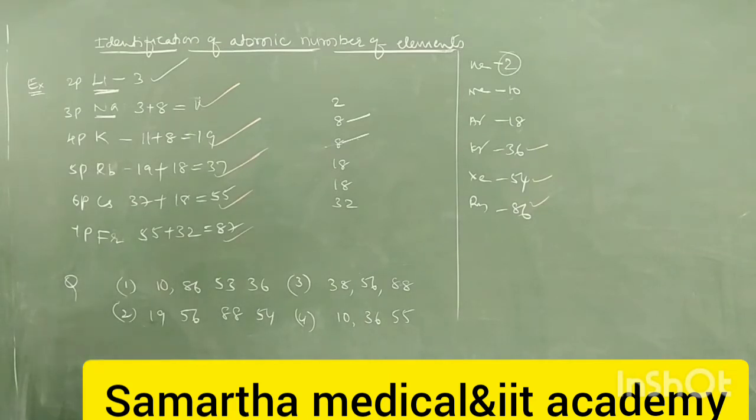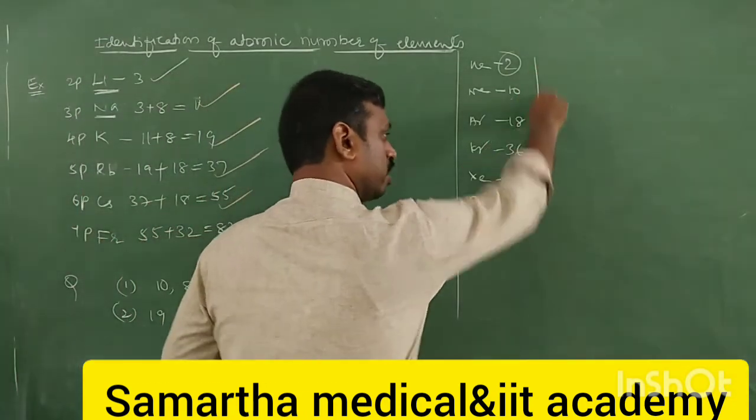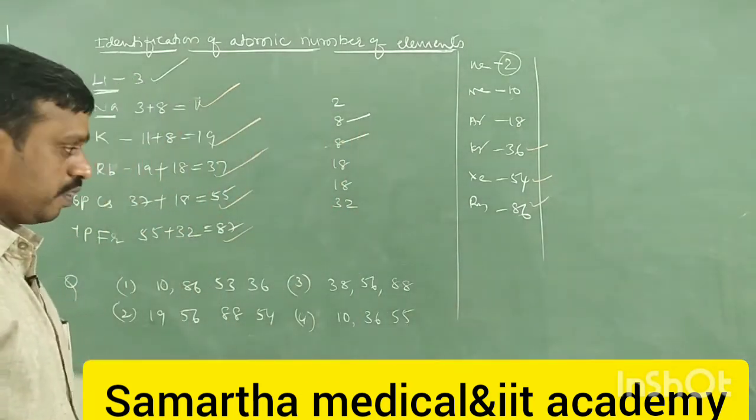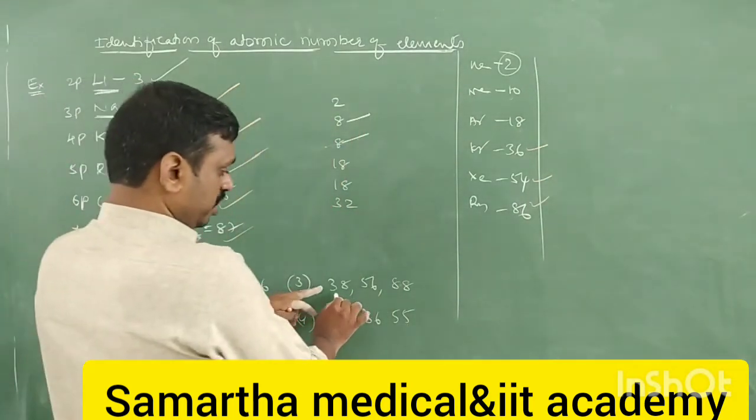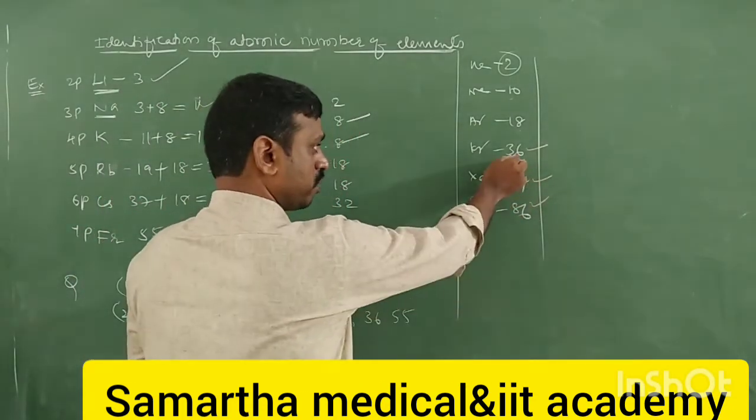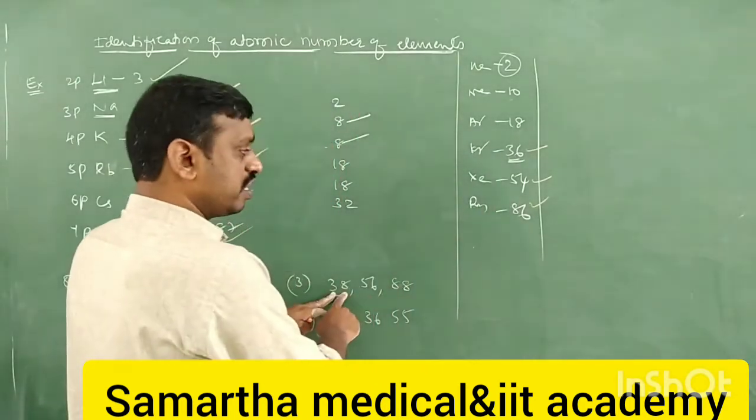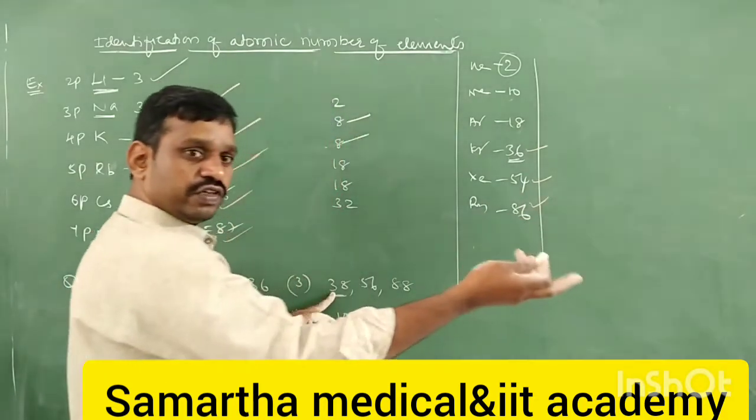So which of the following sets of atomic numbers are related to the same group? Third option. How? So you remember these atomic numbers of elements, right? Next, suppose 38 is here. Krypton is 36, so for 38, which element is it? 36, 37, 38.